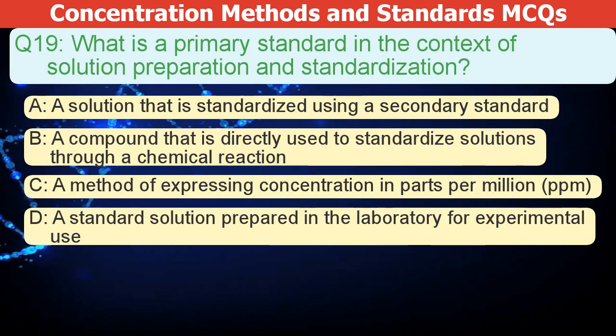What is a primary standard in the context of solution preparation and standardization? A. A solution that is standardized using a secondary standard. B. A compound that is directly used to standardize solutions through a chemical reaction. C. A method of expressing concentration in parts per million, ppm. D. A standard solution prepared in the laboratory for experimental use.